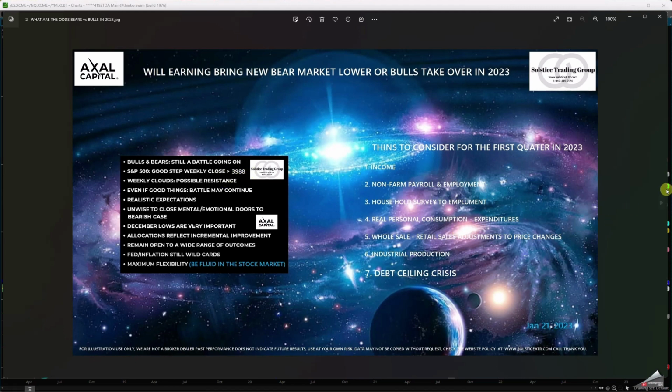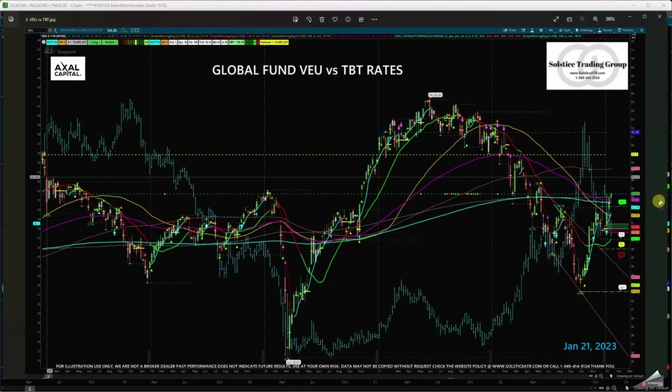Let's go to the next slide. On this slide, I have the global fund ETF from Vanguard, VEU, in relationship to the TBT. The TBT is the Treasury bond long term. Interest rates are coming down. You can see it. This is the blue one.